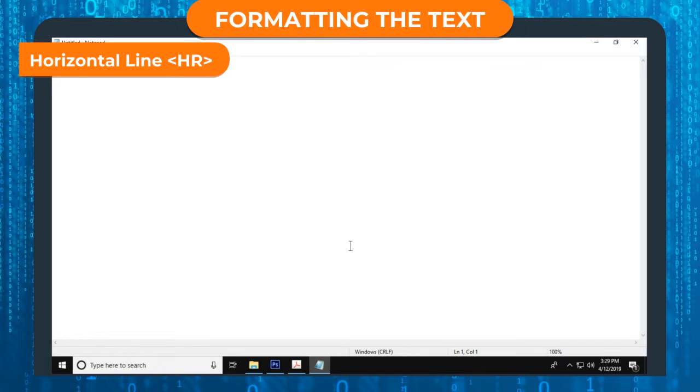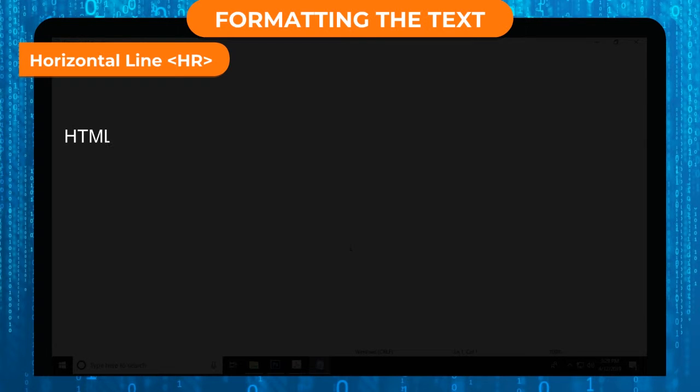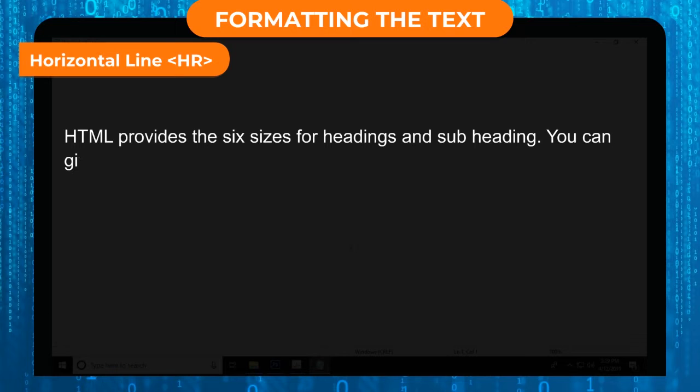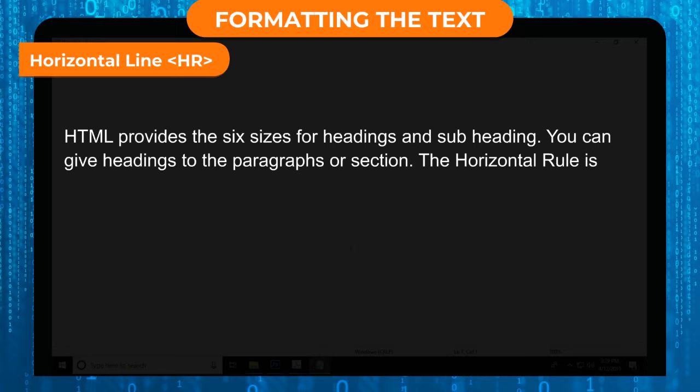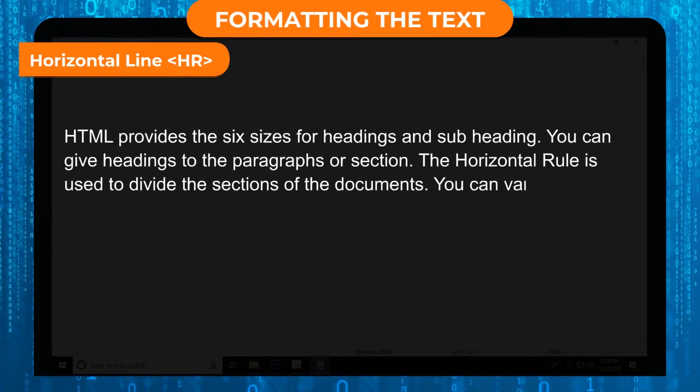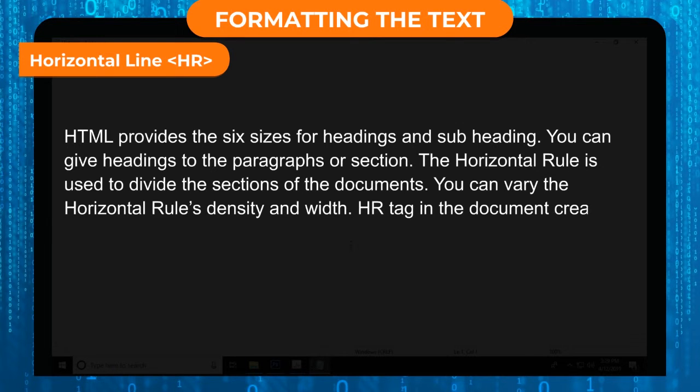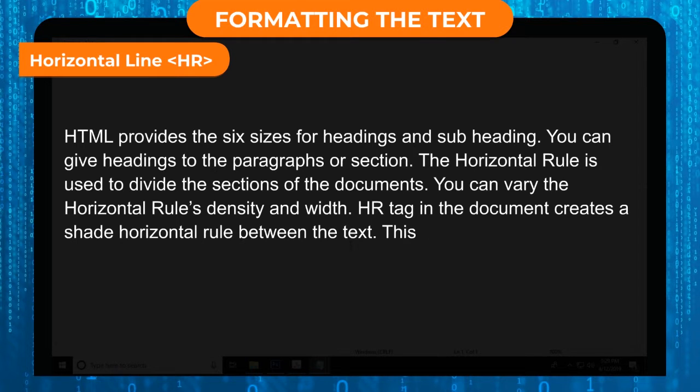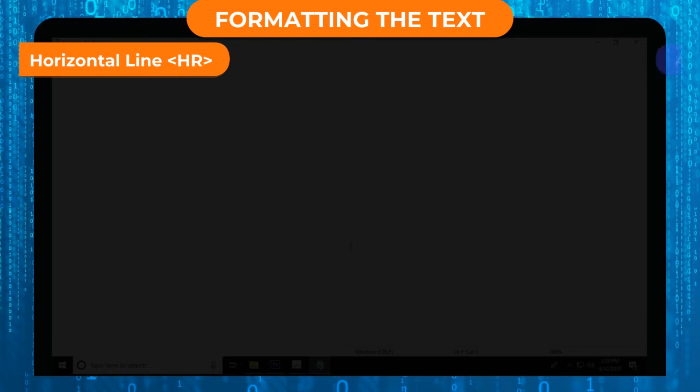Horizontal line, on tag HR. HTML provides 6 sizes for headings and subheadings. You can give headings to the paragraphs or sections. The horizontal rule is used to divide the sections of the documents. You can vary the horizontal rule's density and width. The HR tag in the document creates a shaded horizontal rule between the text. This rule appears in the same color as the document background.